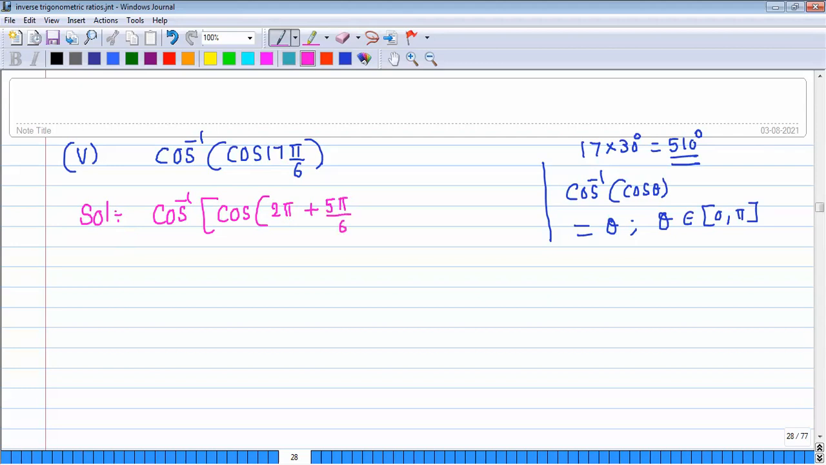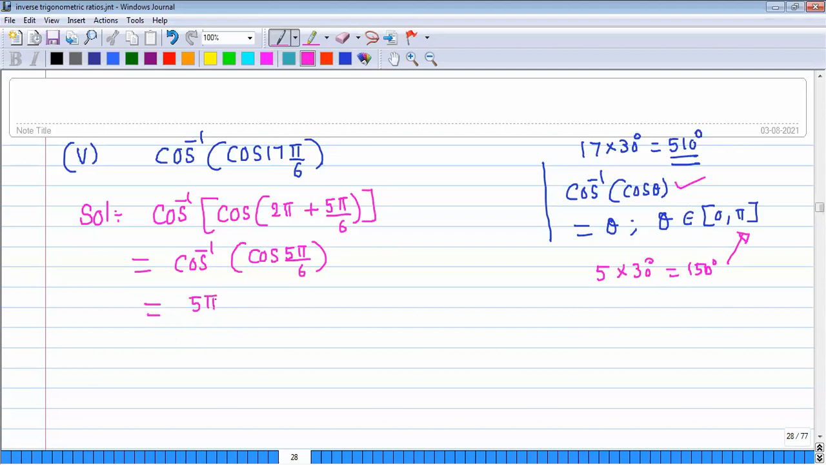Right? So cos inverse of cos 360 plus theta is cos theta, cos 5 pi by 6. So let us check. 5 pi by 6 means 5 into 30, 150. Yes, 150 degrees belongs to this one. We can now apply this formula. 5 pi by 6. Yes, 5 pi by 6 is the answer.